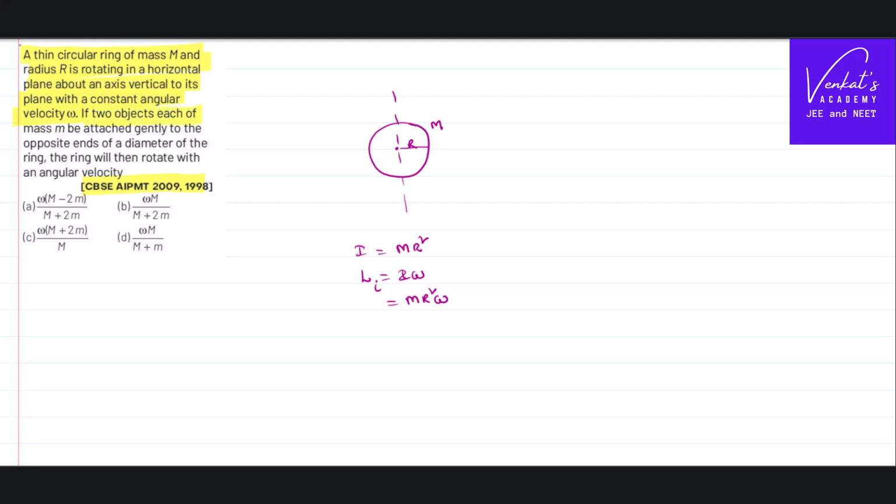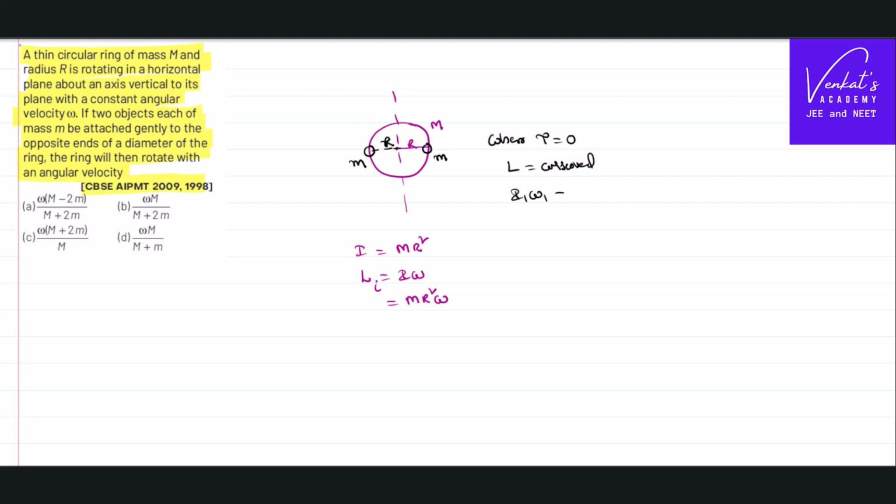If two objects, each of mass small m, attach gently to the opposite ends of a diameter of the ring, what will be the new angular velocity? Now what he is saying is, at the edges, two more masses are attached, each of small m, each at a distance R from the axis. There is no external torque acting. So when no external torque is acting, angular momentum is conserved. That's the conservation of angular momentum.